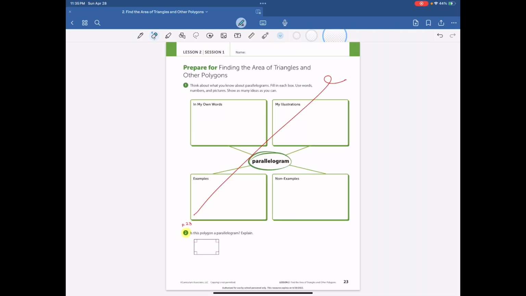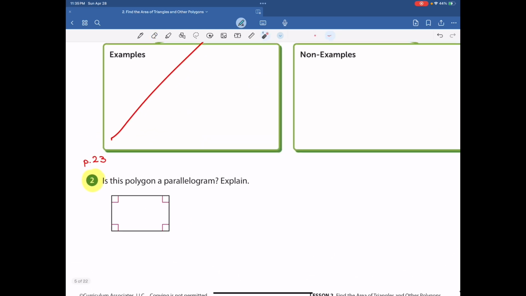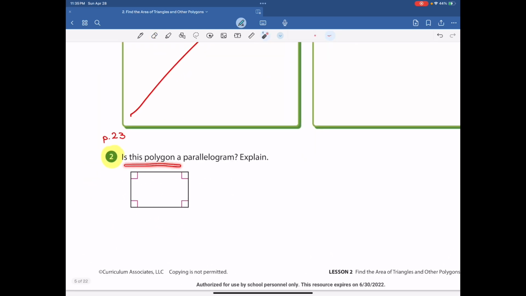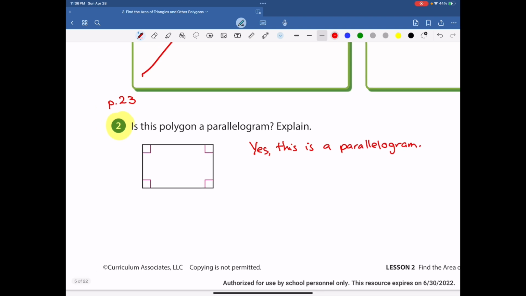Next is page 23, number 2. Number 2 says, is this polygon a parallelogram? Explain. And yes, this is a parallelogram, so write that down. Yes, this is a parallelogram. But why? What makes this a parallelogram?